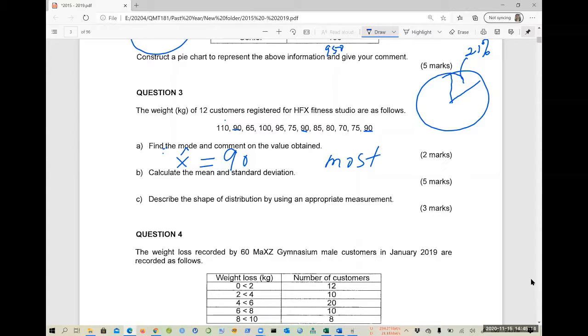So what you can say here is, most of the customers weigh 90 kilograms. Okay, so most of the customers weigh 90 kilograms. So itu dah cukup dah, right? Boleh?